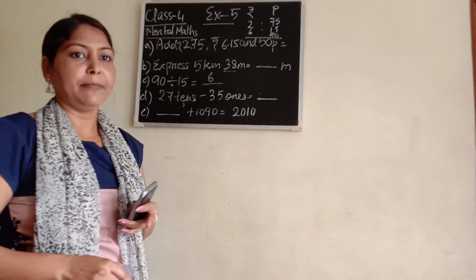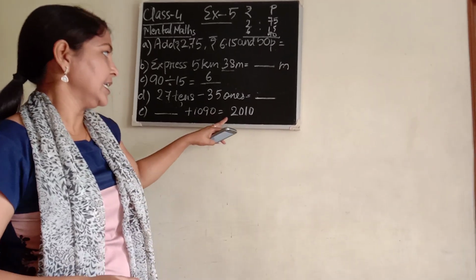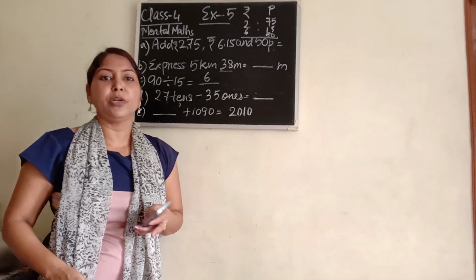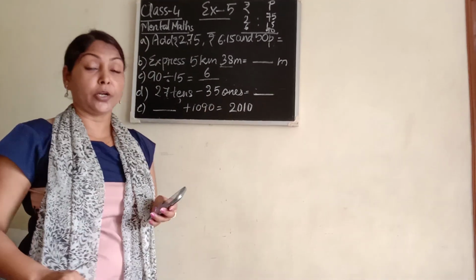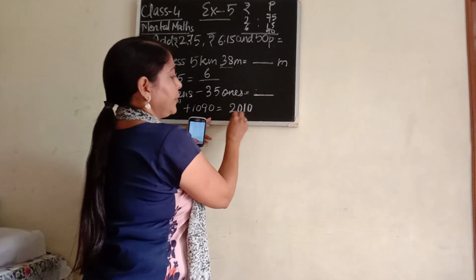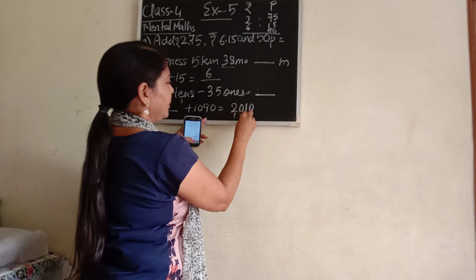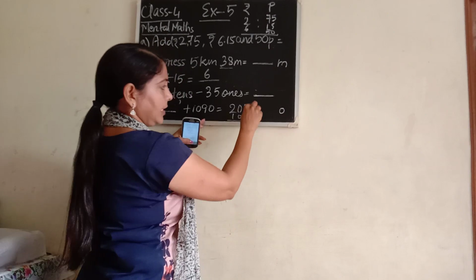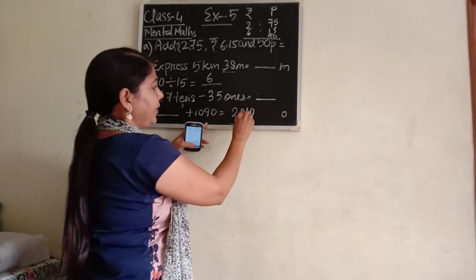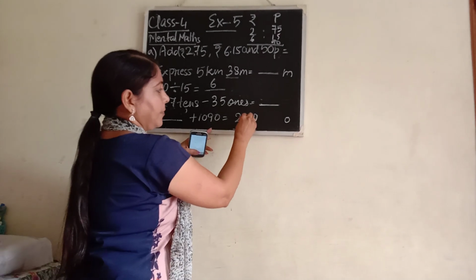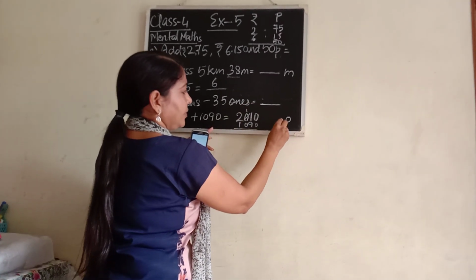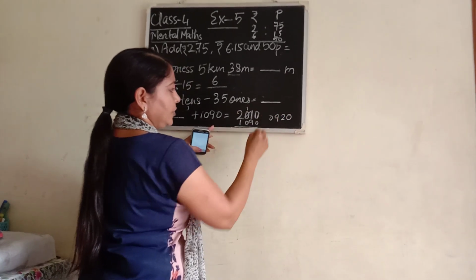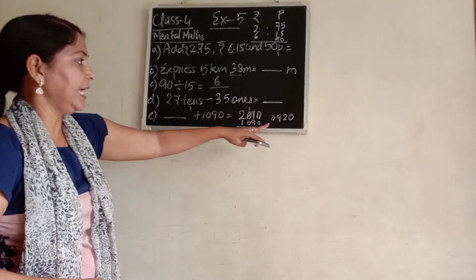The next question. Number E. Now in number E you see dash plus 1090 is equal to 2010. So in 1090 how much will you add to get 2010? So what you have to do? You have to subtract this 1090 from this number. So I think you will get 0 minus 0 is 0. Over here what will you get? This will be 11 minus 9 is 2. Then this becomes 9 and 0. So you will have to add 920.